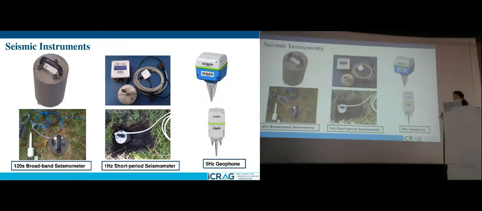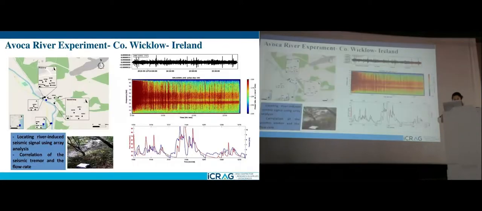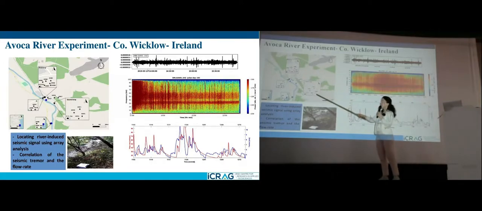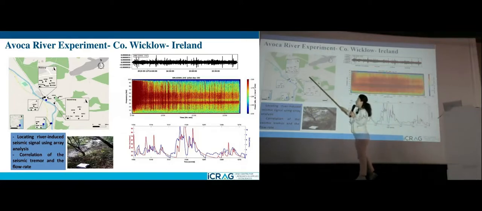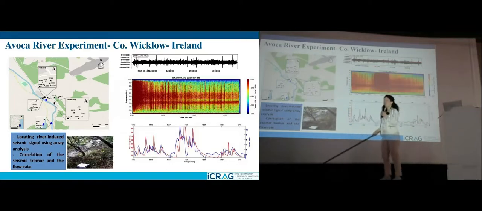So we used a range of seismic equipment, including broadband seismometers, short period seismometers, and smart solo nodes or geophones for our experiments. Before doing the experiment on karst, we started by doing an experiment near a surface river, just to figure out what the signal looks like. So we deployed two arrays to locate the river-induced tremor.